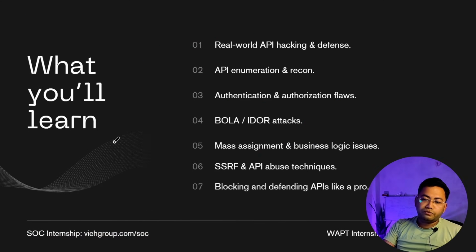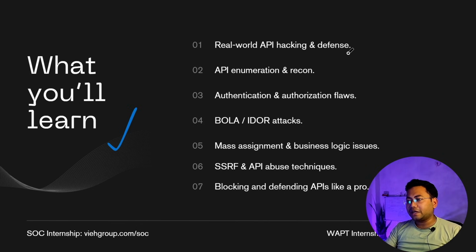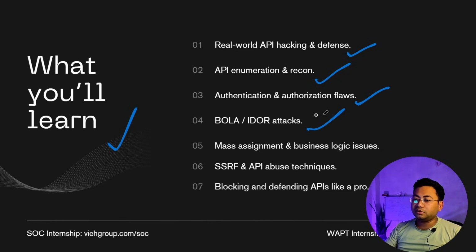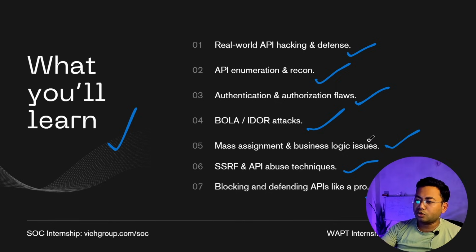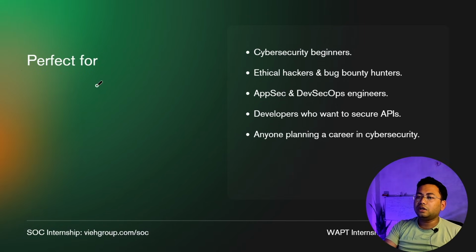Now, what will you learn in this course? After completion, you will get a certificate. First, you'll learn real-world API hacking and defense. Then you'll learn how to enumerate the API and the reconnaissance process. You'll know how the authentication and authorization flow work. What are BOLA and IDOR attacks? BOLA is very important, by the way. Next is mass assignment and business logic issues. Then SSRF and API-based techniques. And then you'll know how to block and defend APIs like a pro.